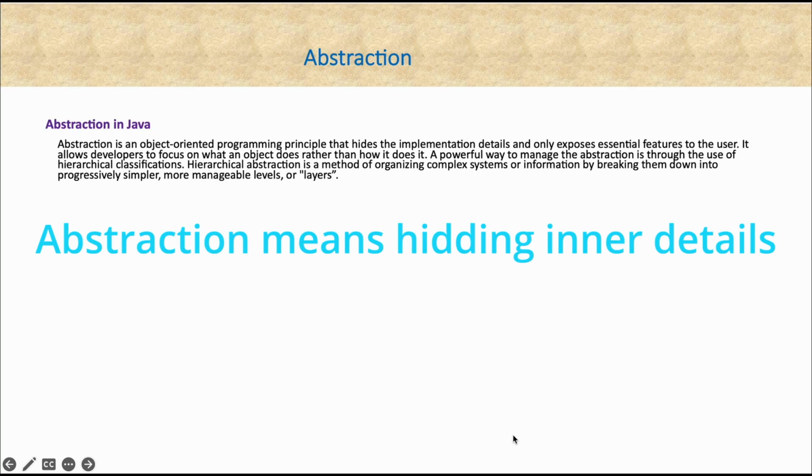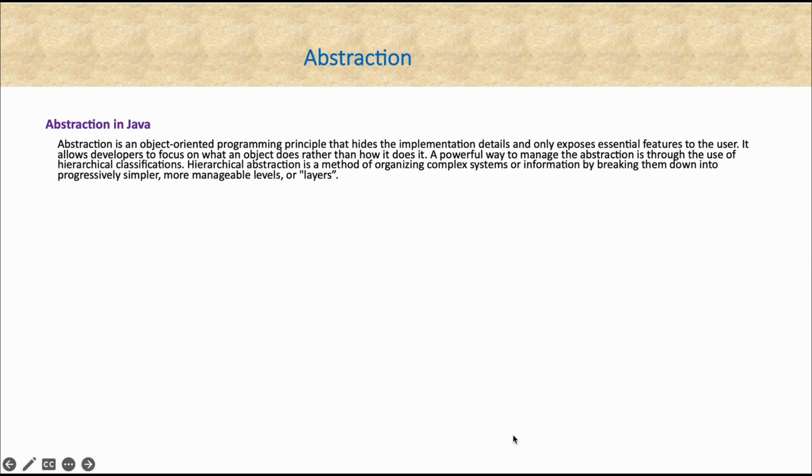Abstraction in Java. Abstraction is an object-oriented programming principle that hides the implementation details and only exposes essential features to the user. What does this mean? Suppose that right now you want to eat a burger or pizza from the nearby restaurant. You have to go there by your car. You start the car, push the accelerator, turn the wheel to change the direction. You reach the destination. Now, do you know how they work together?